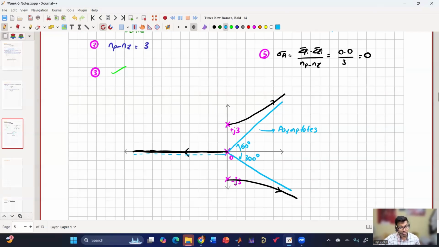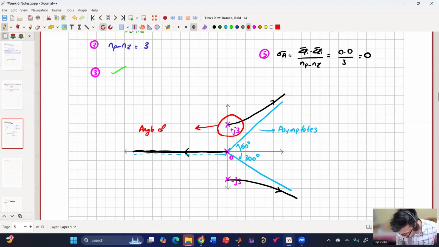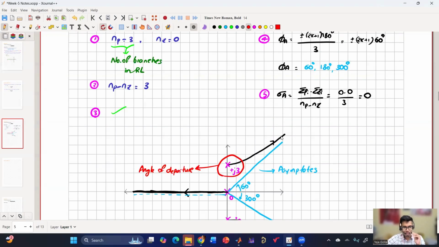Now the question is at what angle this will depart? That will come in the upcoming rules, and at that time we'll solve this problem. So keep this in mind. At what angle it will depart is called the angle of departure. Similarly, angle of arrival is also there: at what angle it arrives at the zero. These are discussed in the upcoming rules. Once that rule comes, then we'll try to solve such a problem and understand.